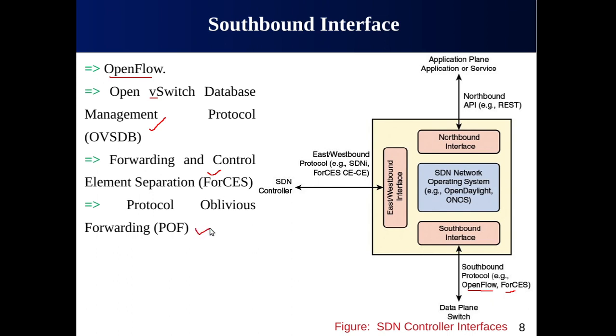And the third one, Protocol Oblivious Forwarding, is an enhanced version of OpenFlow. It simplifies the logic. It makes the logic very generic for forwarding the packets. So the forwarding logic is simplified in this POF API. These are the southbound APIs that we just discussed.